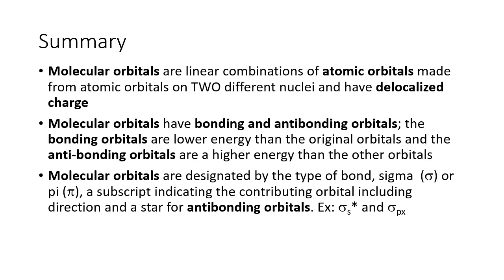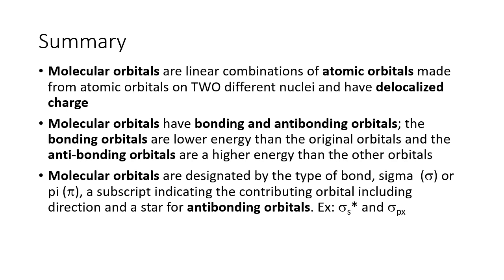All right, let's summarize. Molecular orbitals are linear combinations of atomic orbitals made from atomic orbitals on two different nuclei. They have delocalized charge. Molecular orbitals have bonding and antibonding orbitals. The bonding orbitals have lower energy than the original orbitals that they're made from, and the antibonding orbitals are the highest energy in this scenario, so they're higher than the bonding and they're higher than the original orbitals.